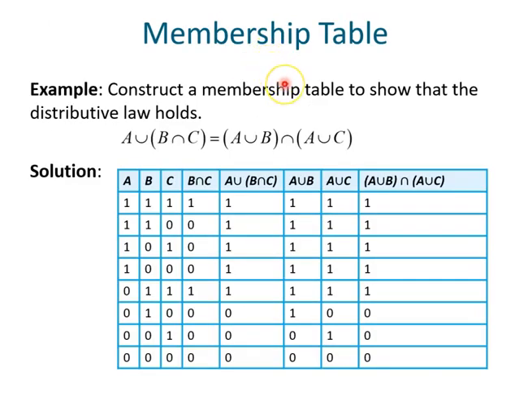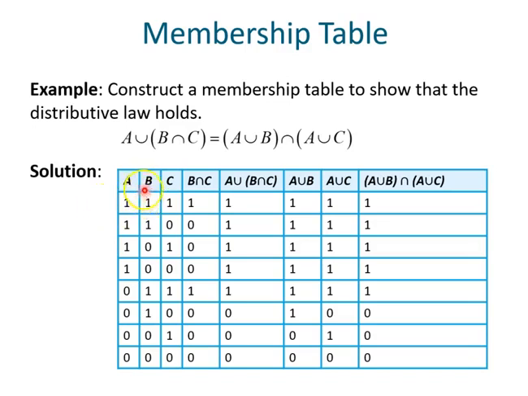Now we'll illustrate the third method of proving set identities by proving this distributive law using a membership table. First, we have three sets, so we start drawing a table and write a column for A, column for B, and column for C. Then we consider different types of elements of the universal set.